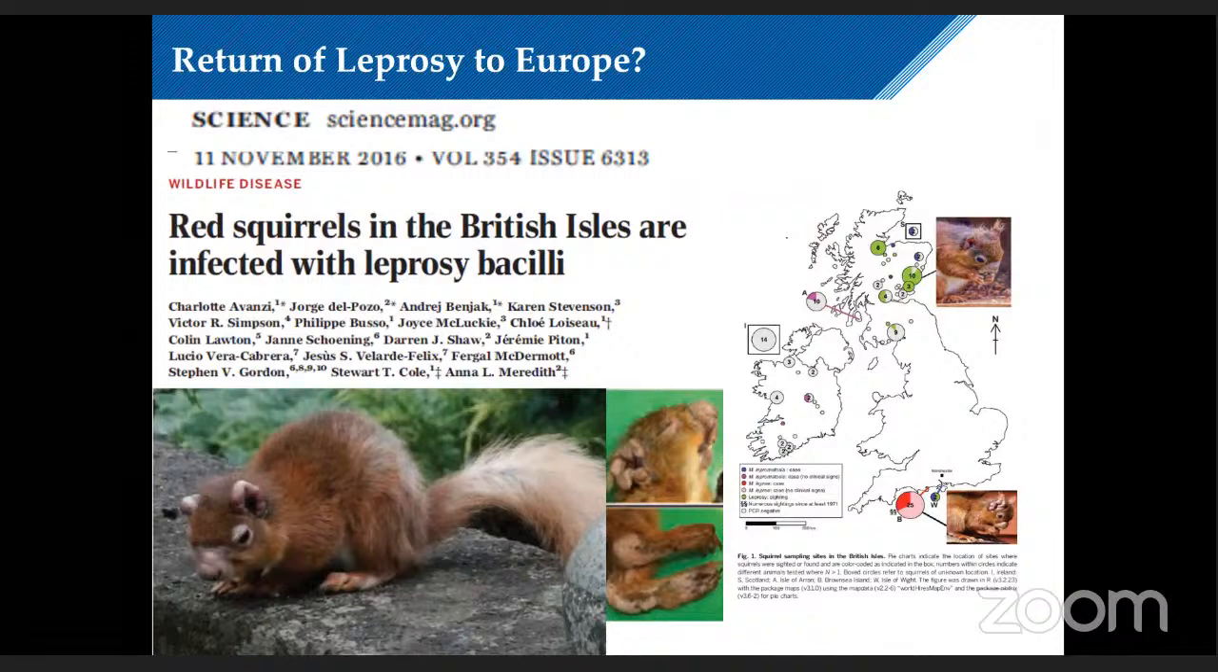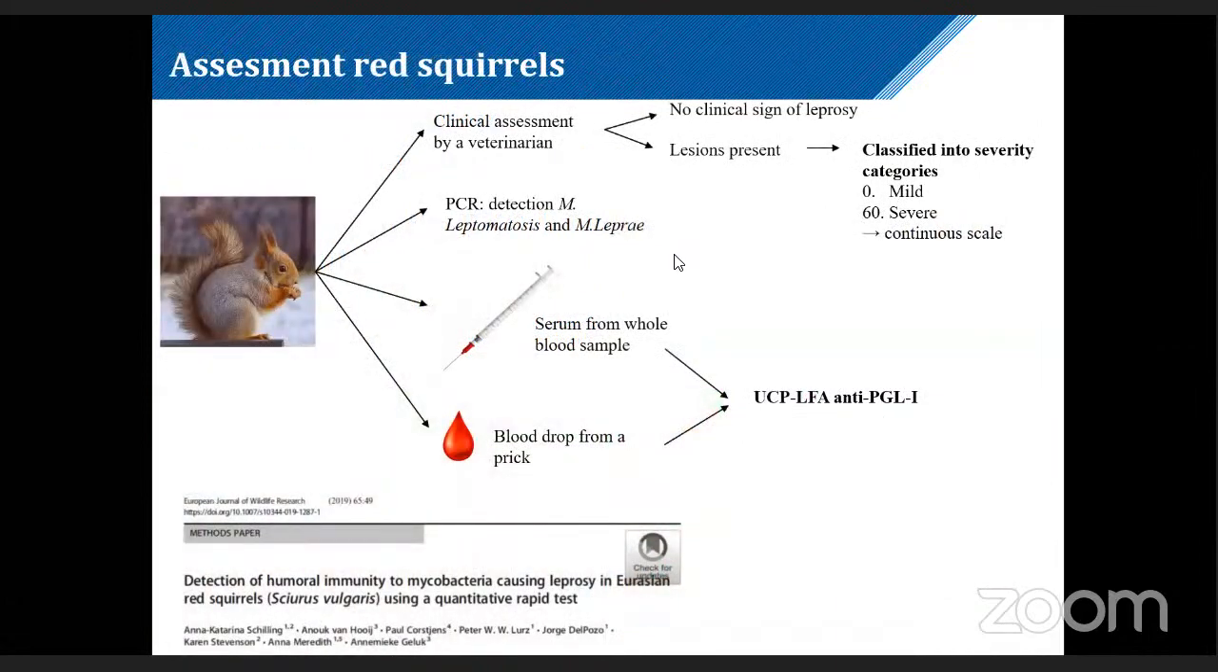And finally, what I also wanted to mention is that, as you may be aware, not human beings, but red squirrels were infected with Mycobacterium leprae and lepromatosis in Scotland and the British Isles. And what we did together with the group of Anna Meredith and Anna Schilling is we measured blood drops from a prick in the red squirrels. We measured anti-PGL1 antibodies using our UCP lateral flow.